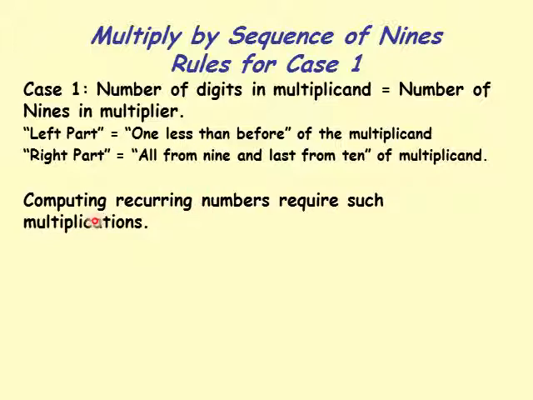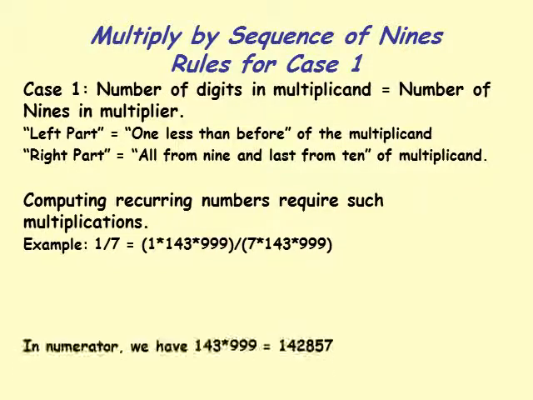Computing recurring numbers requires such multiplications. So its application is in recurring number computation and maybe in astronomy also. For example, for recurring numbers, say 1 over 7. If we multiply by 143 in the numerator and denominator, it becomes 1 times 143 divided by 7 times 143. Then we further multiply by 999 in the numerator and denominator. So in the numerator we have to do 143 times 999. In the denominator we get to do something a lot easier.